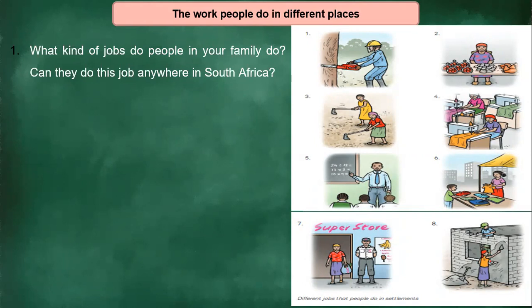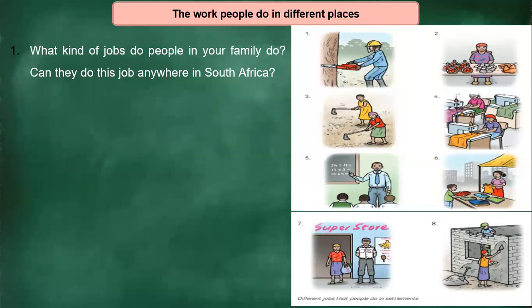The kind of jobs my family members do: my father works at Henry's and he's a supervisor. My mother trades at home. She's a forex trader. Wow. Can the job be done here in South Africa? Yes, that's correct.